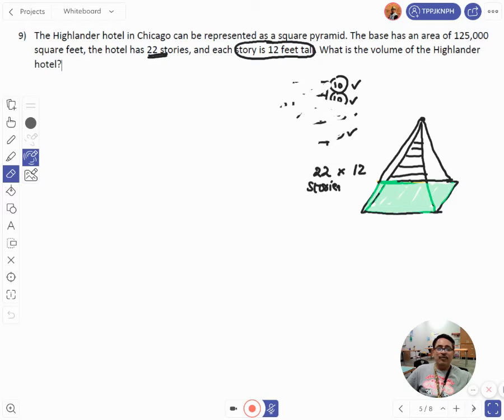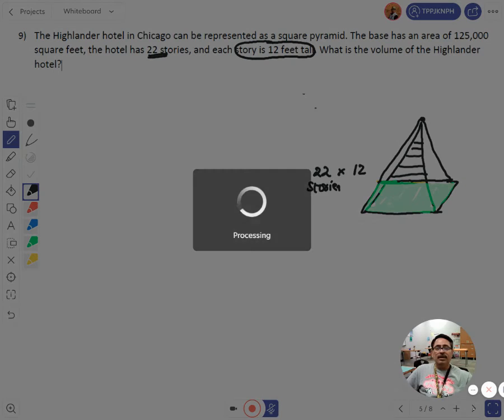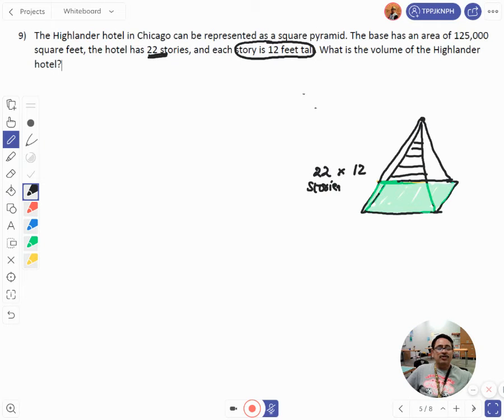Right. Therefore, what is the total height? As I mentioned and compared with my previous example, you have to multiply. Then you get the total height of the hotel here. Here I am writing that total height equals 22 times 12. Okay. Now the question is, what is the volume?